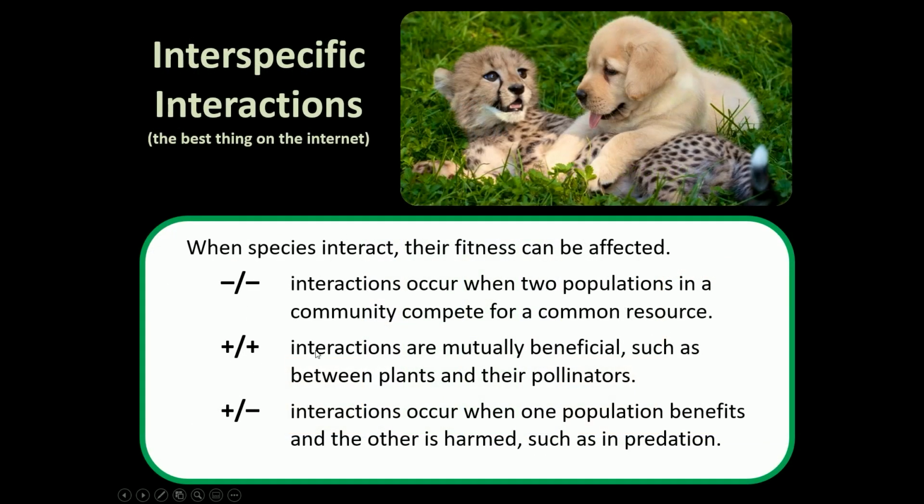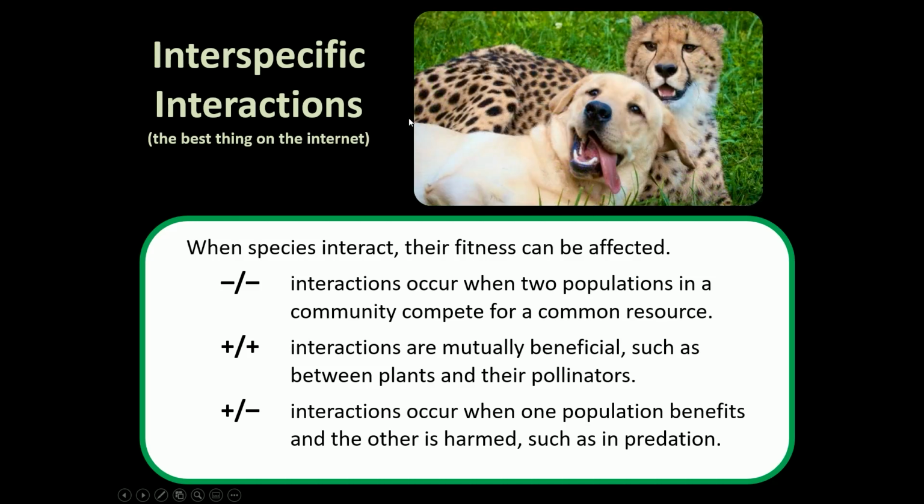Now, competition is the first interspecific interaction that we're going to discuss. An interspecific interaction is any interaction between multiple species. And of course, they're one of the most searched things on the internet. Any video of animals of different species interacting together gets lots and lots of views. For example, here's a cheetah and a puppy who are best friends, and when they grow up, they're still best friends. I love stuff like this on the internet.